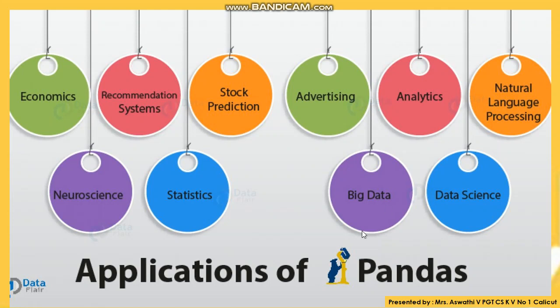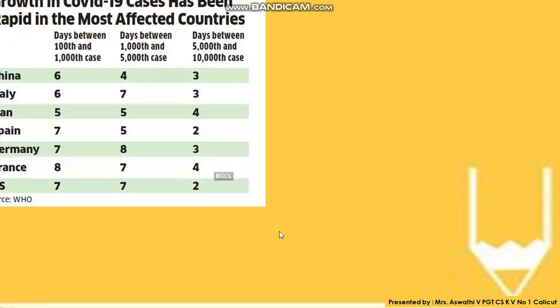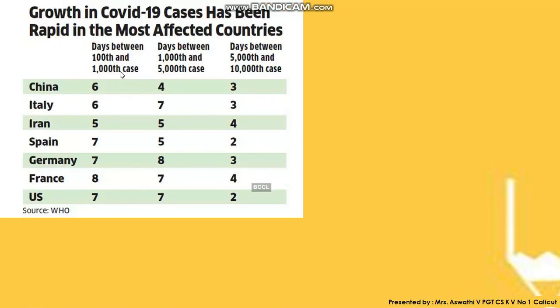So these are the areas in which Pandas is being used, and that is why we are going to learn Pandas. Now see, this is an example of the daily case that we are now dealing with. See the growth in COVID cases in different countries between 100 and 1000 cases. On the average, different countries' data has been analyzed here, and if in our country we have the 100th case on a particular day, then within 6 or 7 days we should expect the 1000th case. That's a precaution, that is the warning that is given.